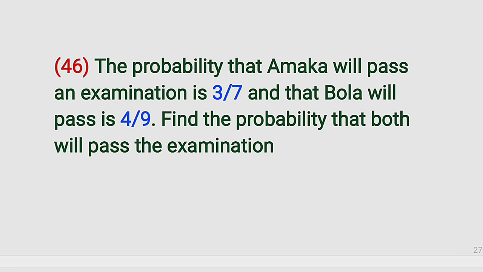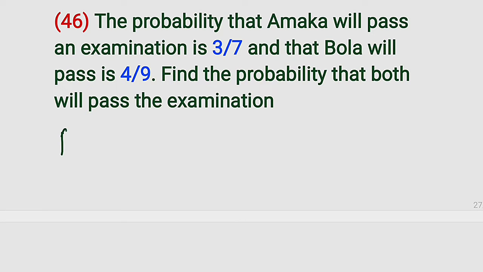Question number 46 reads, the probability that Amaka will pass an examination is 3 divided by 7, and that of Bola will pass the exam is 4 divided by 9. We are asked to find the probability that both will pass the examination. This is a very simple question. These two events are independent. Whether this one passes or fails will not affect this one, remember. So if they are independent, you can just multiply their probabilities.